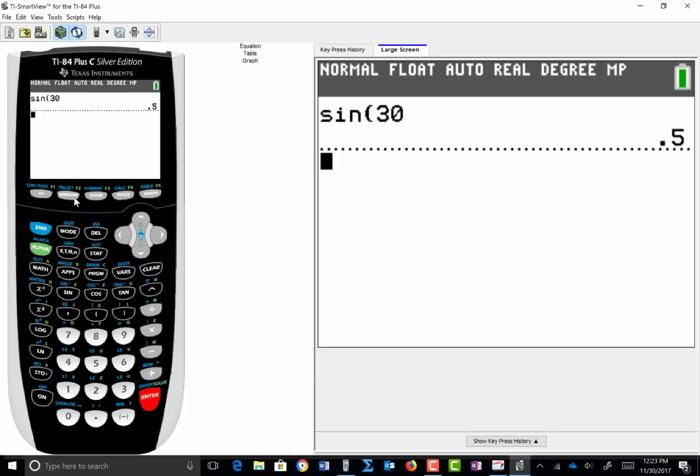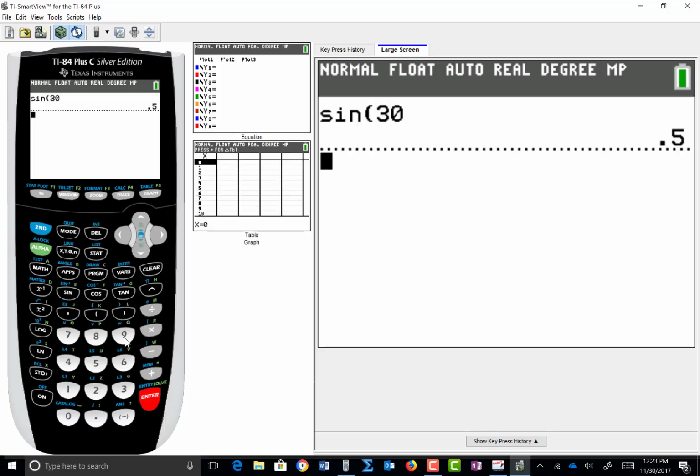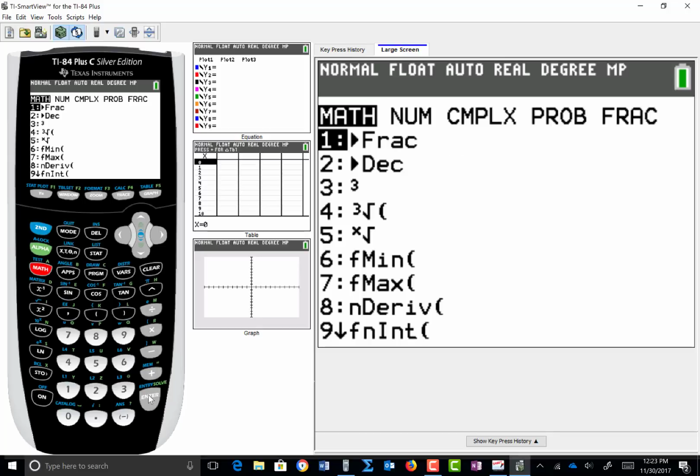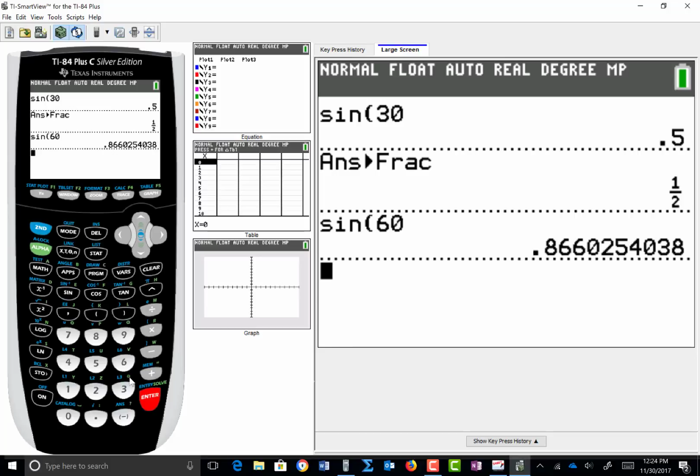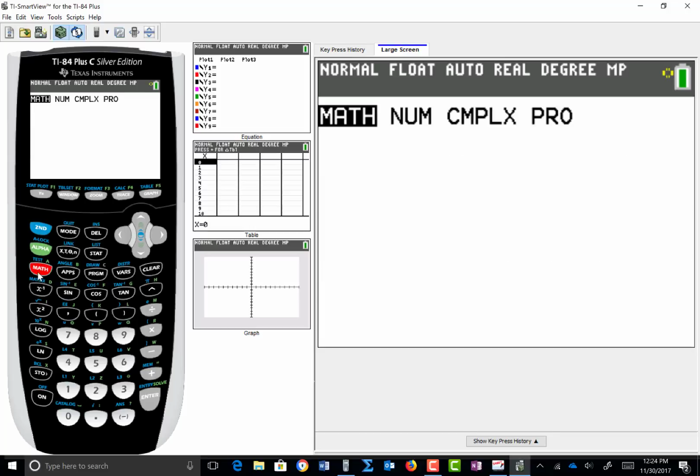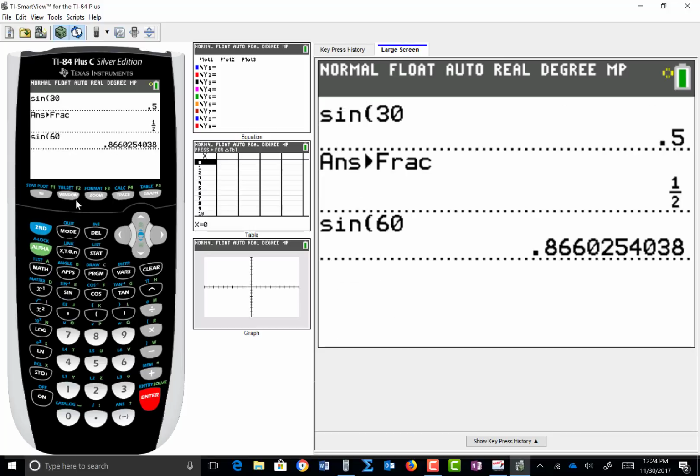I would hit this, and it's going to give it to me in a decimal. Now, if I want it as a fraction, I hit math, enter, and it gives me the fraction. If I hit sine of 60, it's going to give me the decimal. If I want the fraction, I'm going to hit math, enter.